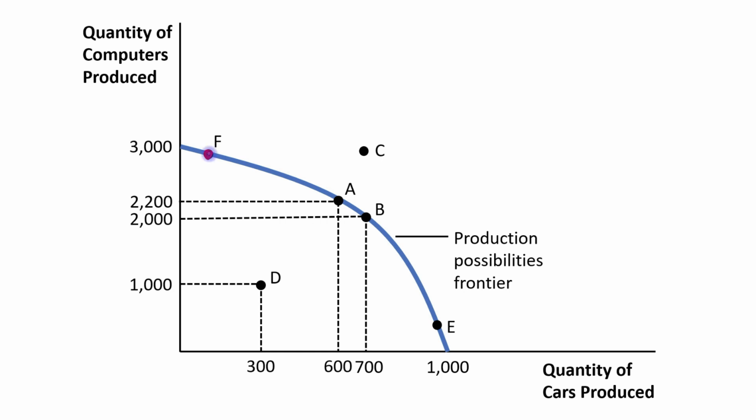So let's say point F, point A, point B, point E, and even point D. So all these combinations the economy can produce with the resources it has, but the economy cannot produce any combination outside the PPF, which is point C in our case. So the economy cannot produce this combination.